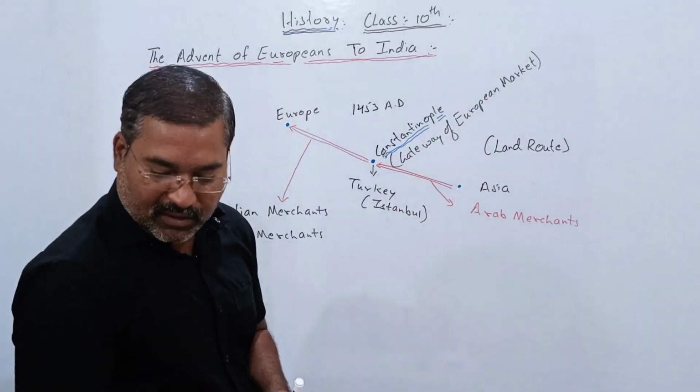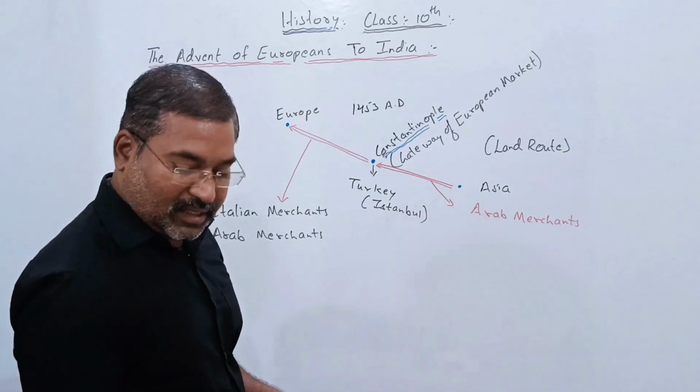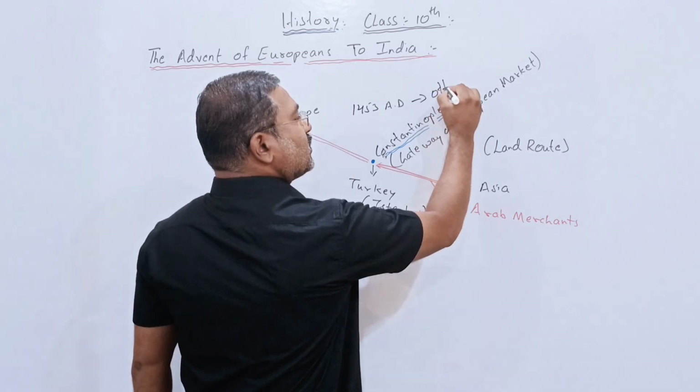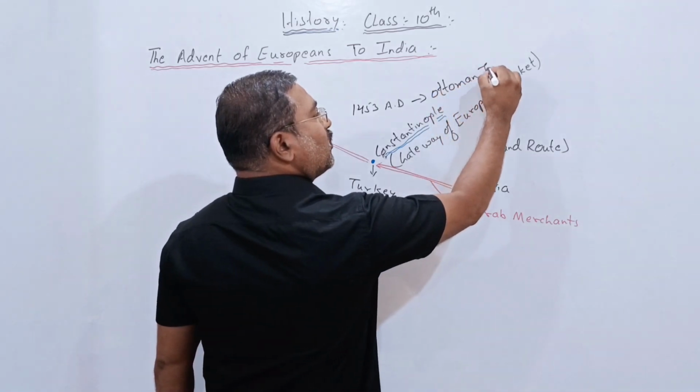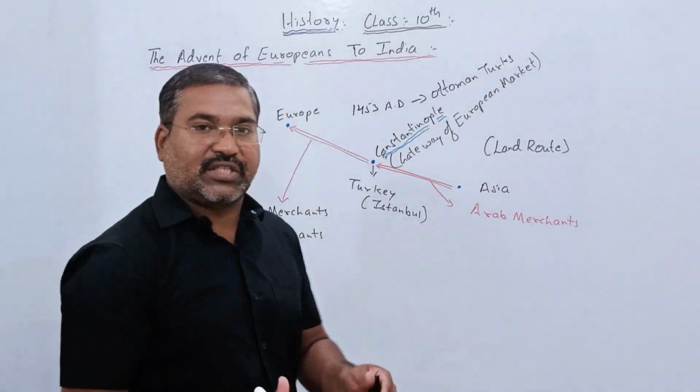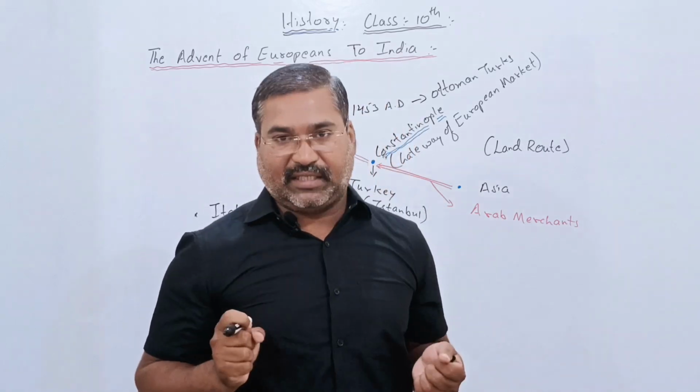This might help you. Constantinople was attacked by whom? By the Ottoman Turks. Who attacked? The Ottoman Turks attacked the place called Constantinople and captured it.